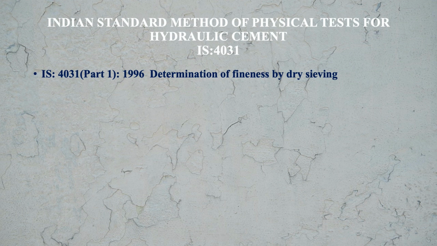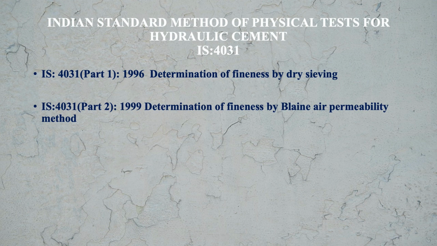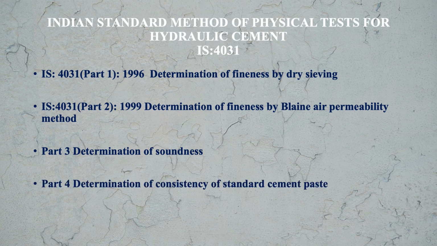For example, IS 4031 Part 1, 1996 deals with the determination of fineness by dry sieving. IS 4031 Part 2, 1999 deals with the determination of fineness by Blaine air permeability method. Likewise, part 3 of this code deals with the determination of soundness, whereas part 4 of this code deals with the determination of consistency of standard cement paste.